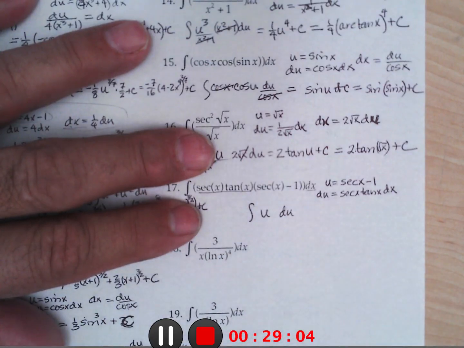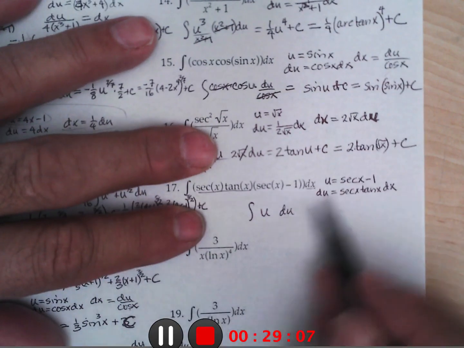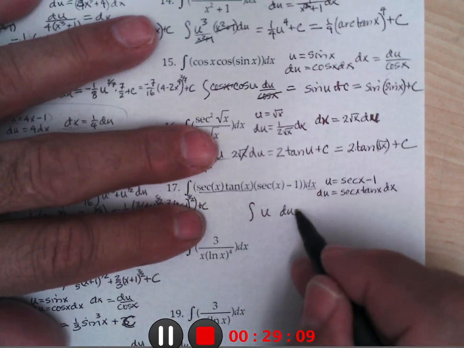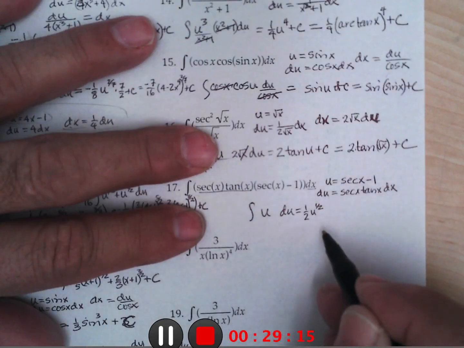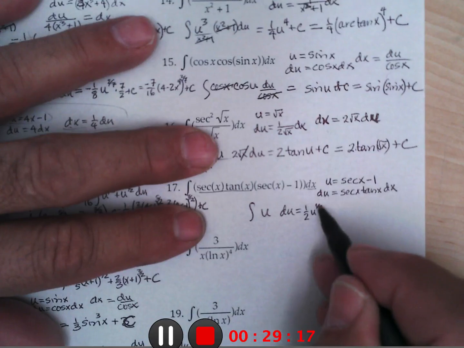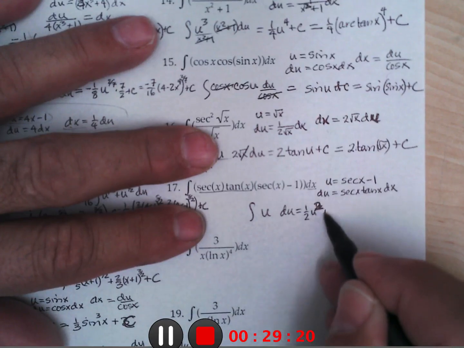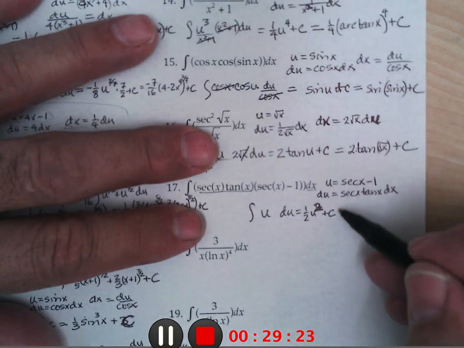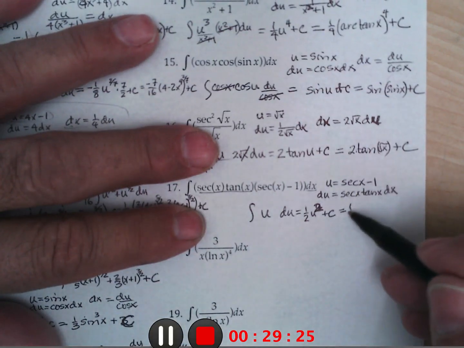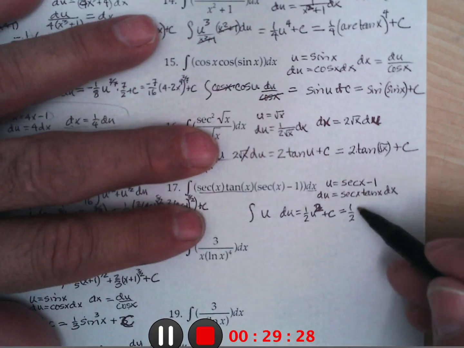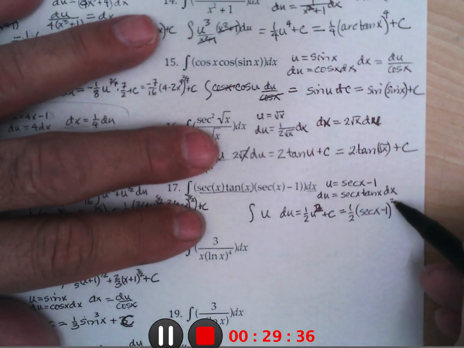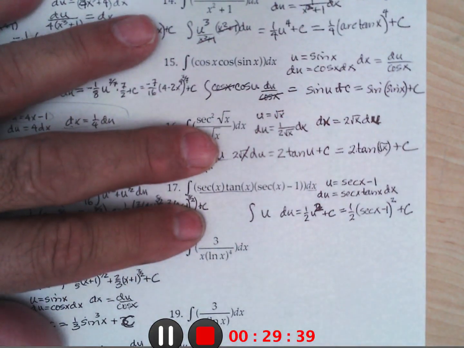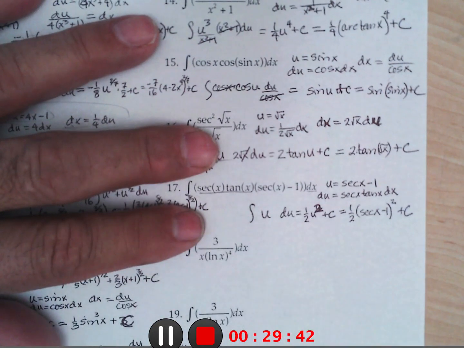So this messy stuff with this u substitution became simply this, which is 1/2 u to the... no, what am I doing? 1/2 u to the 2, u squared, plus c. And so this becomes 1/2 u, which is secant x minus 1, close parenthesis, squared plus c. So what looked messy, the right choice of u makes it pretty easy.